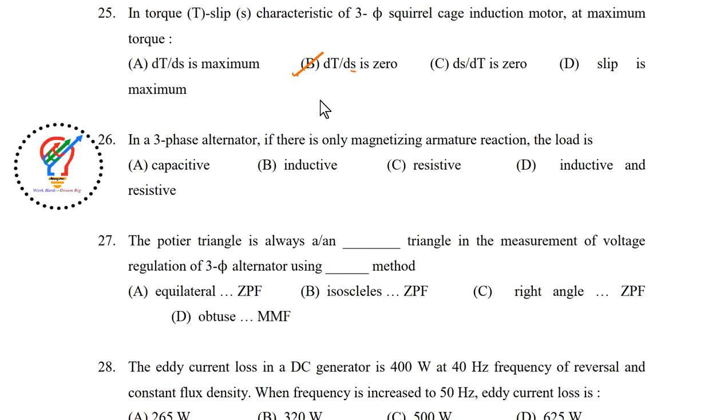Next one. In a three-phase alternator, if there is only magnetizing armature reaction, the type of load is a capacitive load.